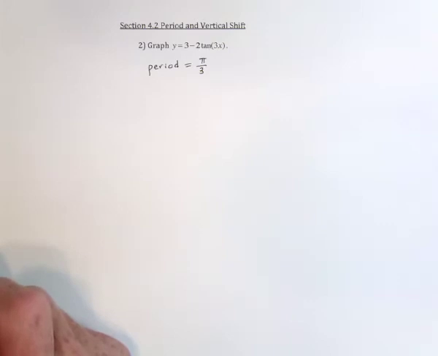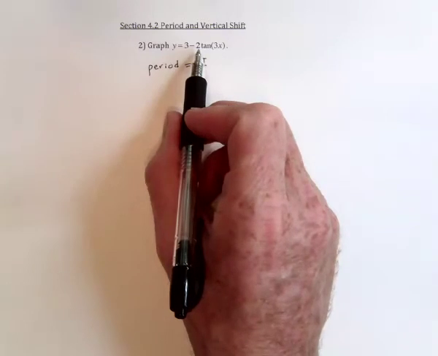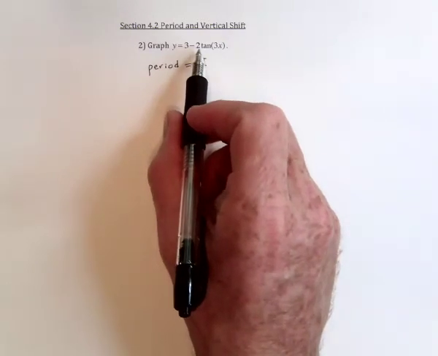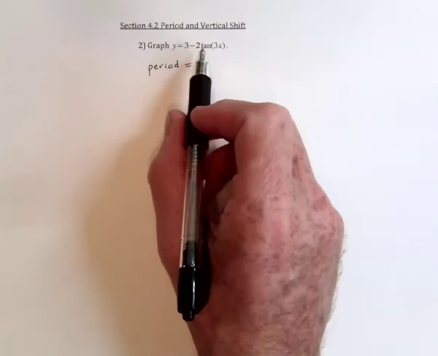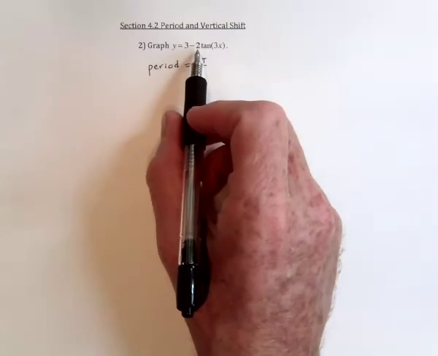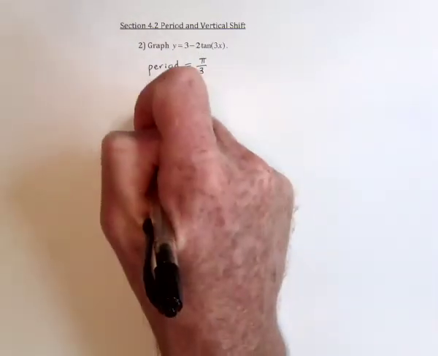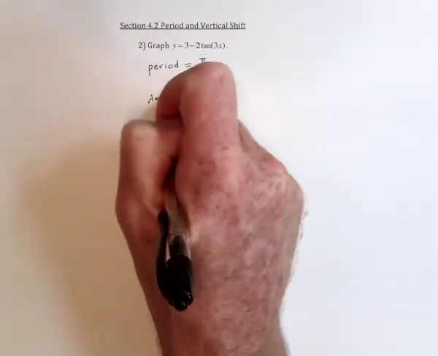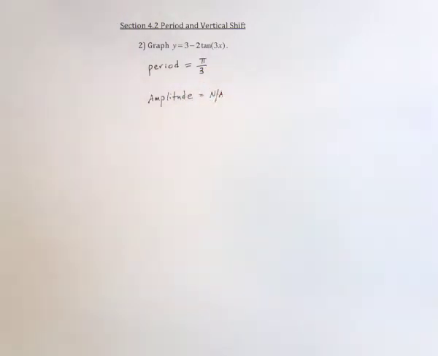Next, we've got to look at vertical shift and amplitude. Well, usually we would look at this number, take the absolute value of it, 2, and say that's the amplitude. Although amplitude is supposed to measure how tall the function is. Tangent goes up to infinity and down to negative infinity. So if you said that the amplitude was 2, you're saying that it's a height of 2, which is not true. So amplitude for this one is not applicable. Or you could say it's infinity if you really wanted to.